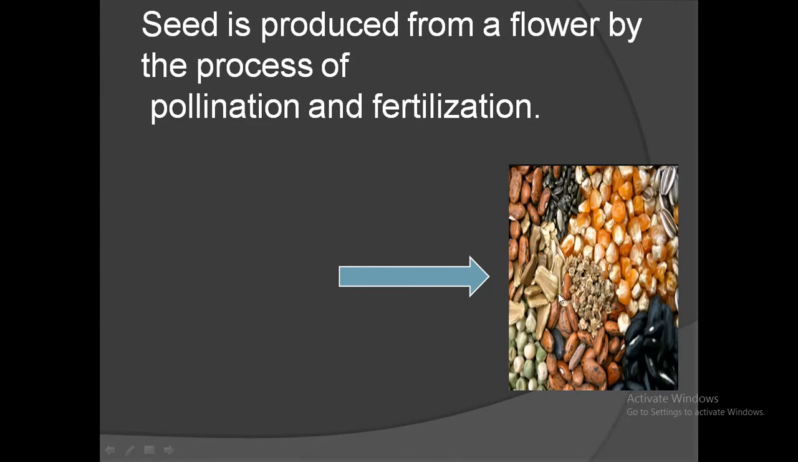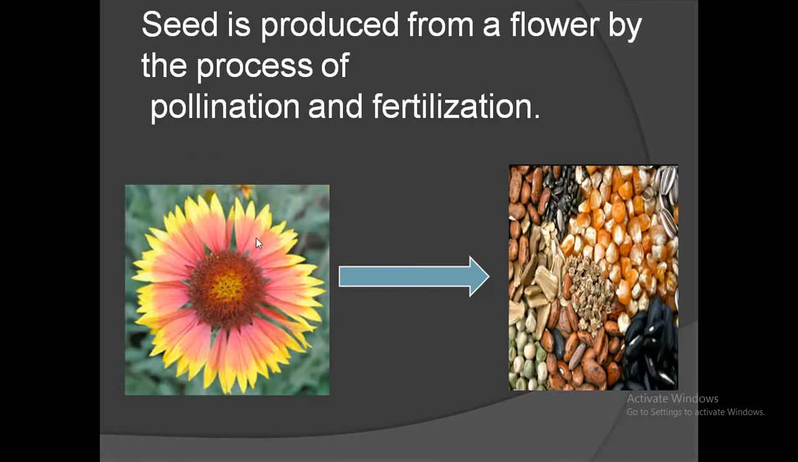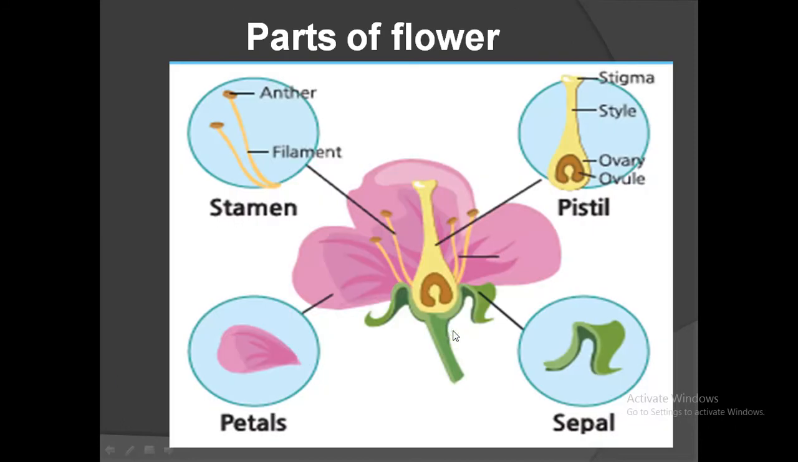Have you seen this type of seeds? This is maize. This is nice to eat. The seeds are produced from a flower. After two processes, after pollination and fertilization, the seeds are produced from a flower. The flower produces seeds. So we have to learn the parts of a flower.